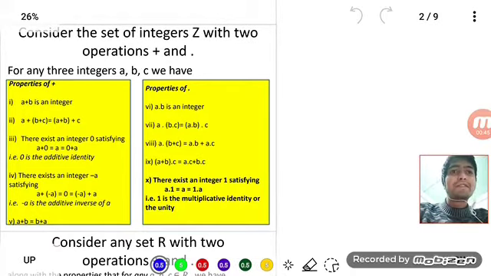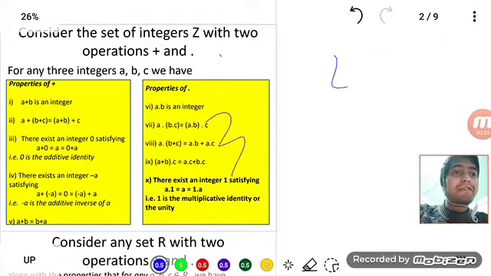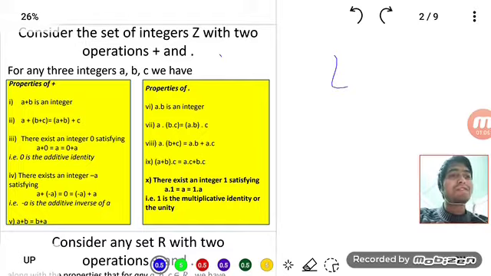So just consider this set of integers Z, along with the two binary operations, plus and dot. Again I repeat, over here, even though we are using plus, it may be some other operation. And similarly for multiplication, it may be some other operation other than multiplication. But for simplicity, we are denoting it with plus and also with dot.